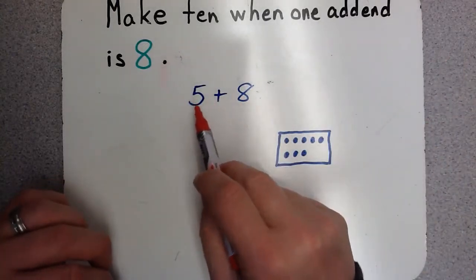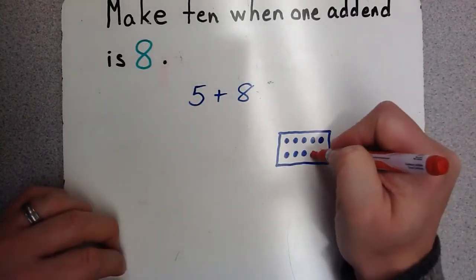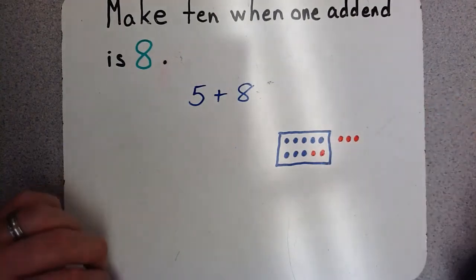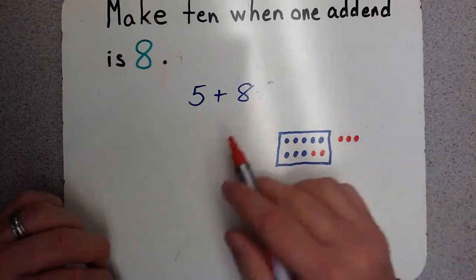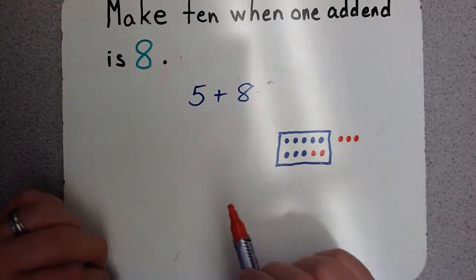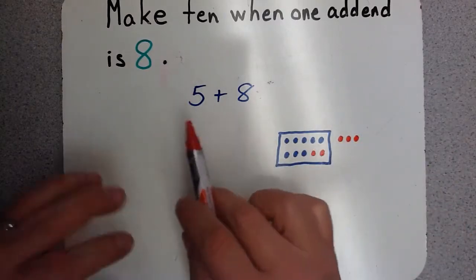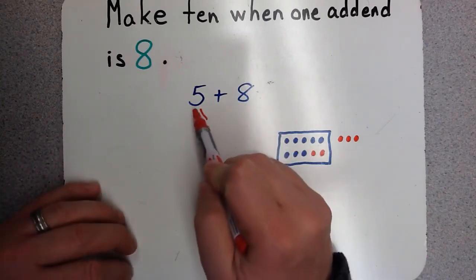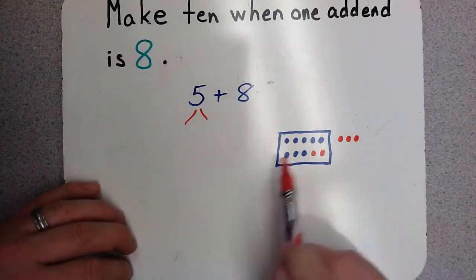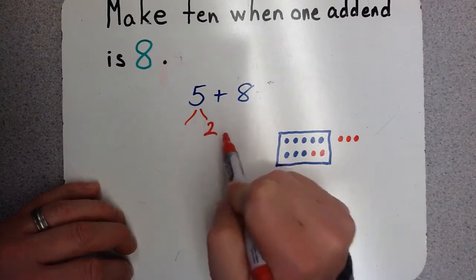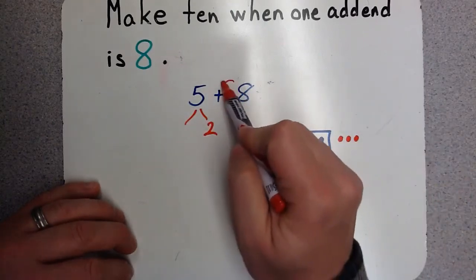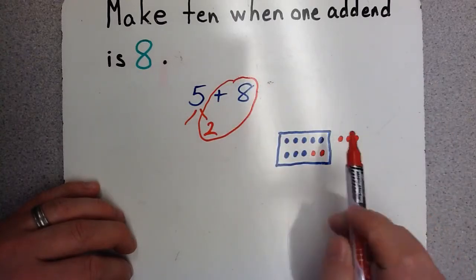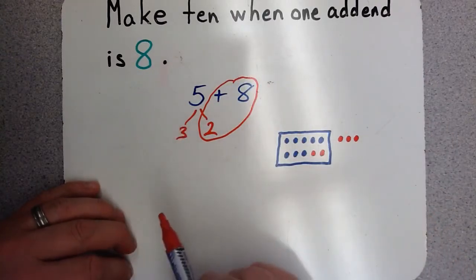And I'm going to switch to red to model my 5. So 1, 2, 3, 4, 5. Okay, so I filled my 10 frame first, and then the remaining counters went outside. So let's look at how that could look in a number bond. Well, I took my 5, and you notice I split those into 2 groups. I needed 2 to fill out my 10 frame, and I'll circle that to show my 10 frame there. And then these 3 remained outside my 10 frame.